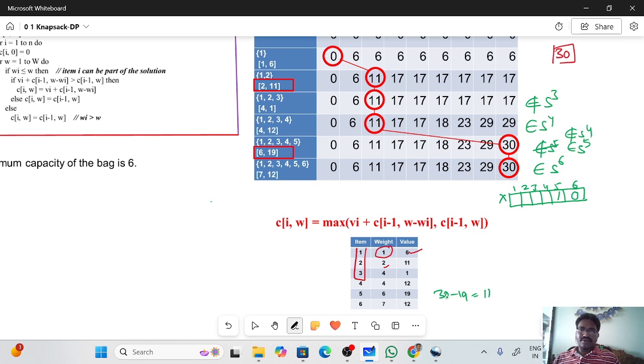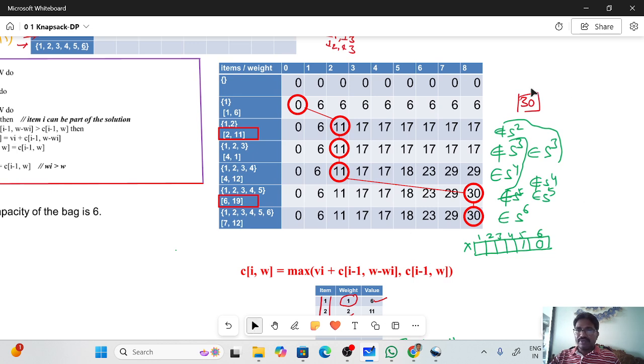We check. No, the condition is false. So then what do we do? 11 belongs to S3 and 11 does not belong to S2. This is this one, this is this one. No, the condition is false. Once again we check: 11 belongs to S2 and does not belong to S1. So items 4 and 3 are already not included.